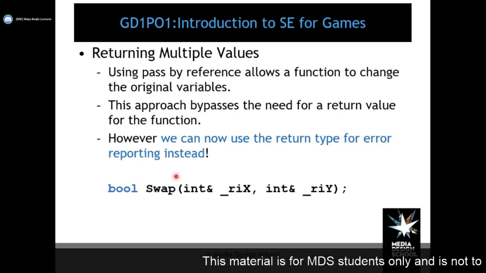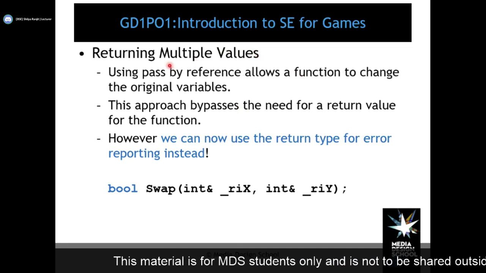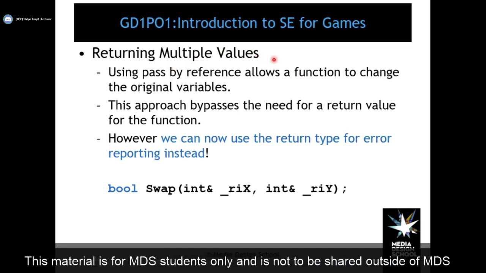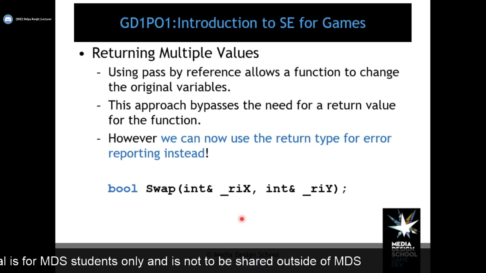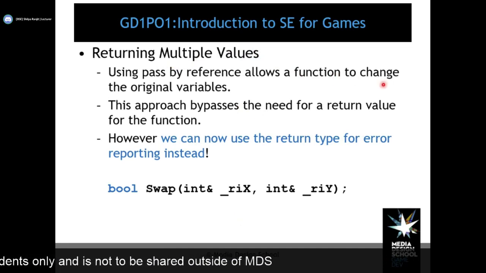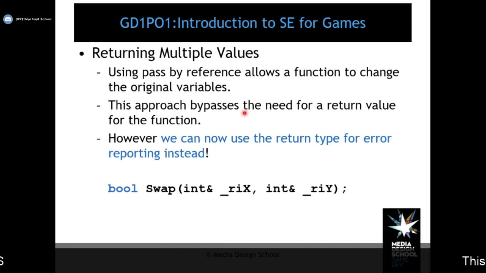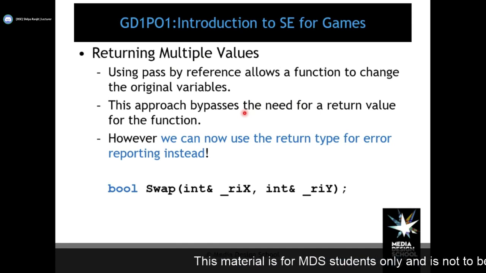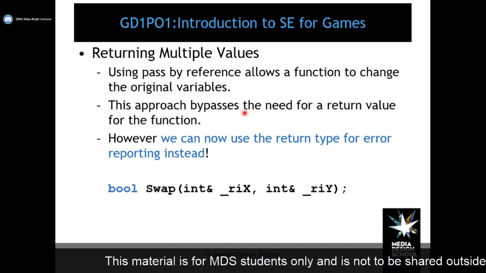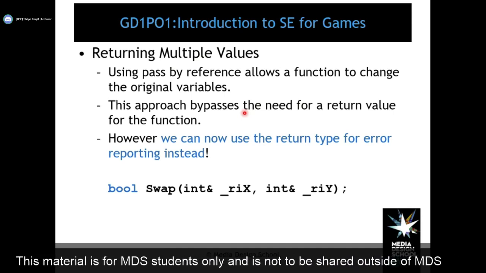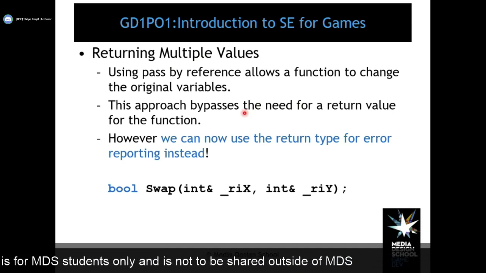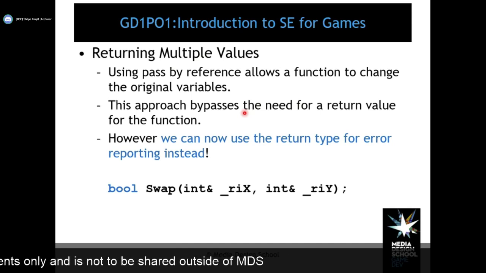So, moving on. One of the main advantages is that you can return multiple values from the function, like we have seen in the swap function. Using pass by reference allows the function to change the original variables. So if you want multiple values to be updated from a function, use either passing by pointers or passing by references. The advantage of references over pointers is that references do not need to be dereferenced every time like pointers.